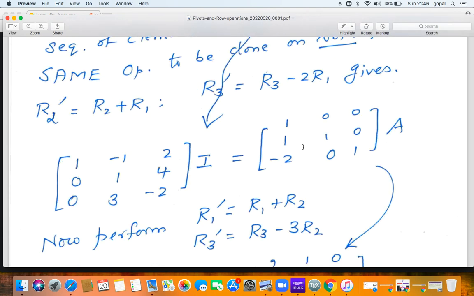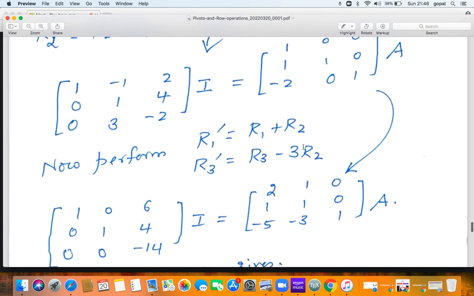All right. Now what is the next thing to do? I must make the 1, 2 entry 0. How do I do that? R1 prime equals R1 plus R2. That will kill this minus 1 and make it 0. And then R3 prime equals R3 minus 3R2. That will make this 3 into a 0, killing the 3, 2 entry.